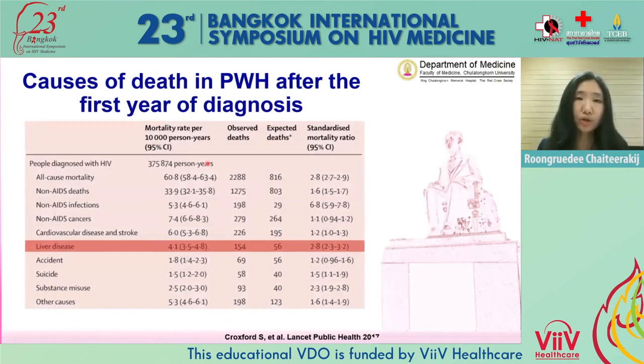Among those with HIV infection, liver disease is also one of the most common causes of death after the first year of diagnosis of HIV.